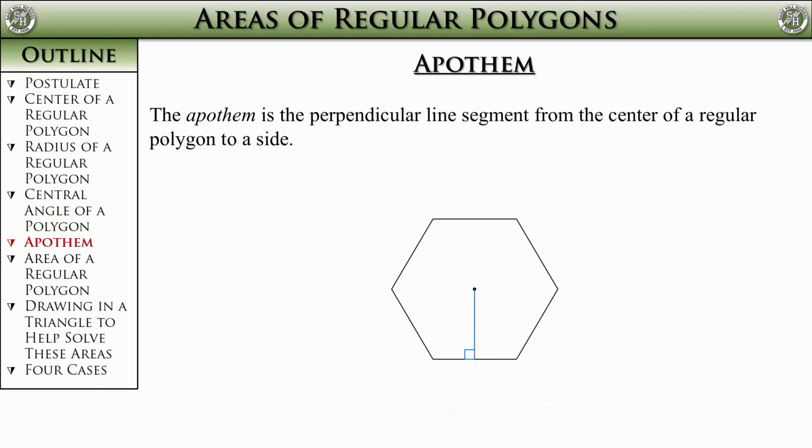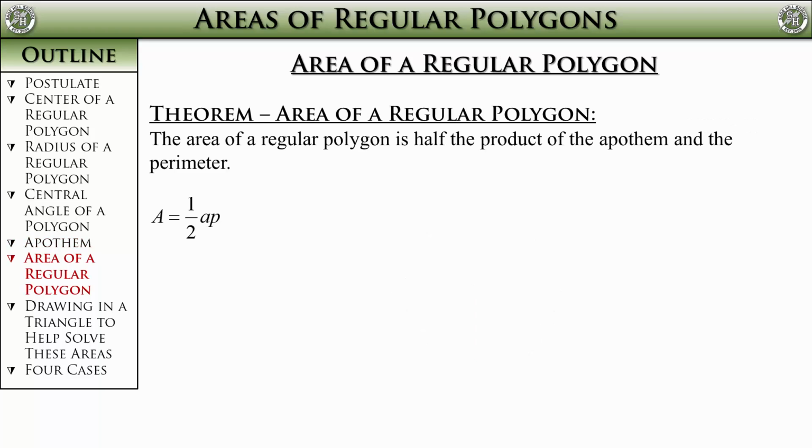Time to get to what an apothem actually is. The apothem is the perpendicular line segment from the center of a regular polygon to a side. One of the 6 apothems has been drawn in on this hexagon. And now we get to the formula.